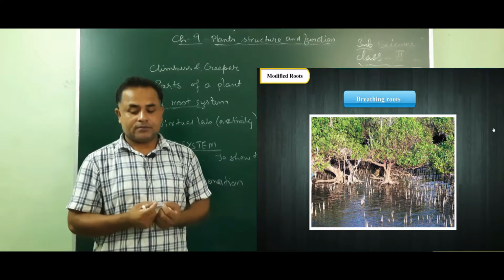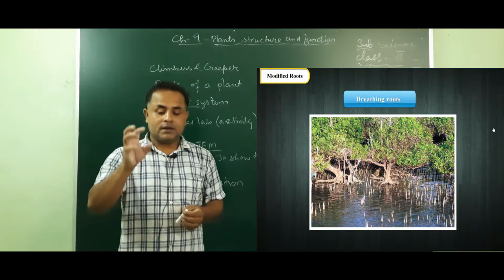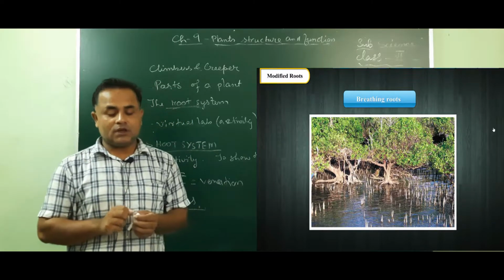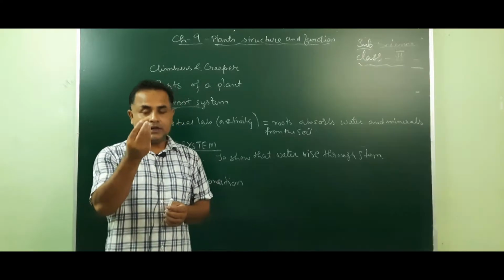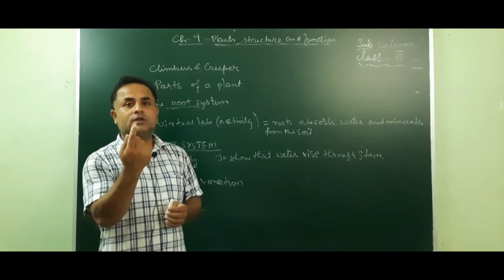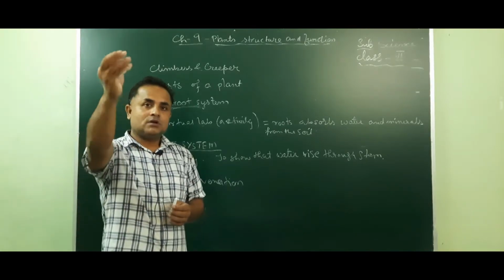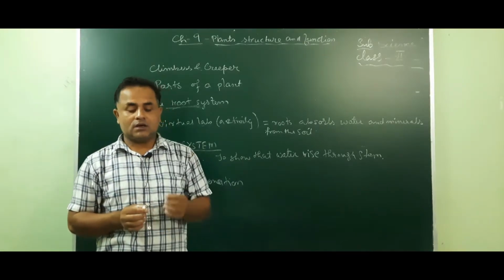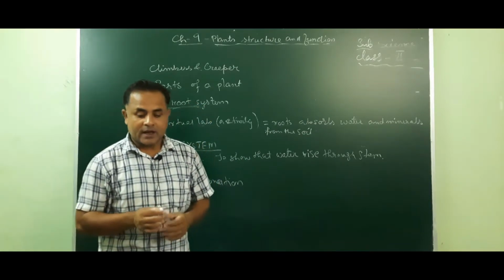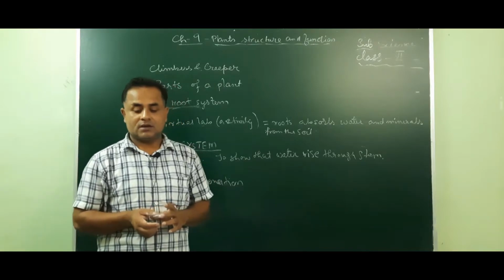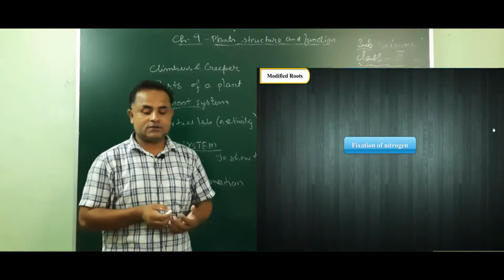Then what happens? This exposed part traps or absorbs air. These roots which grow a little bit above the soil and absorb air from the water are called pneumatophores. For example, mangrove trees have such breathing roots. Now nitrogen fixation.